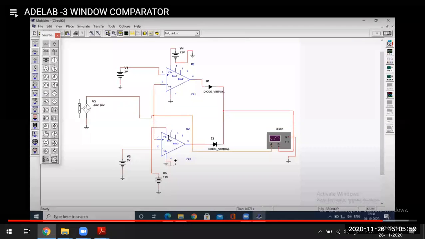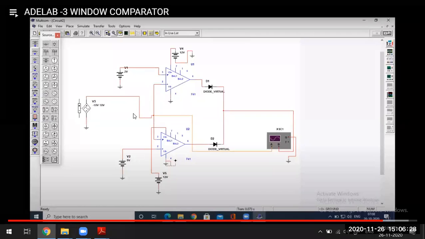For both the op amps, one input will be the reference voltage. Say here for this op amp, at the inverting input 5 volts is the reference voltage. In this other op amp, the non-inverting input has a reference voltage. This is how the connection should be, or else you will not get that range. And the other input, inverting or non-inverting, will be the input from the function generator.